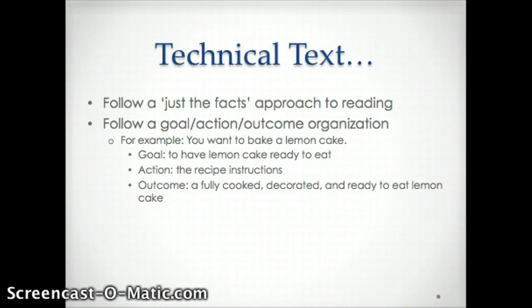Technical text follows a just the facts approach to reading. You're given just enough information to perform the task. There is no extra. Technical text also follows a goal, action, outcome organization. So for example, you want to bake a lemon cake. Your goal is to have a lemon cake ready to eat. The action would be the recipe instructions, and your outcome is a fully cooked, decorated, and ready to eat lemon cake.